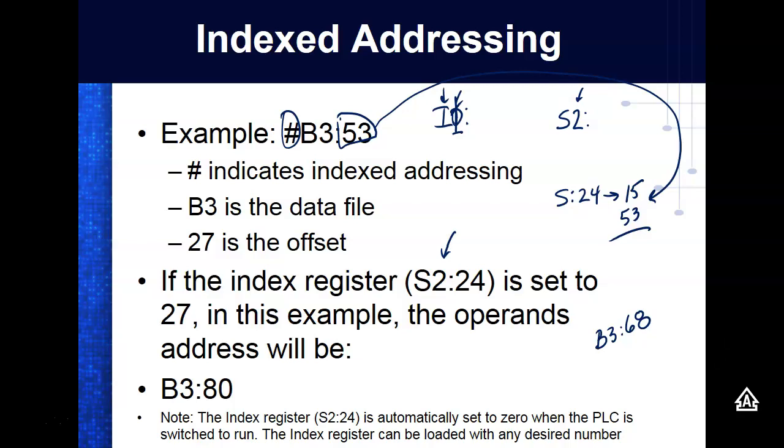And what's nice about the index register is we can increment it or decrement it, and the PLC will automatically do this for us. So it'll automatically go through a range of addresses for us. Are we okay? This makes sense? Yeah, we'll see how it makes sense on the test, right?